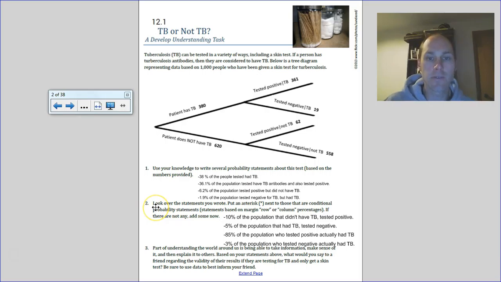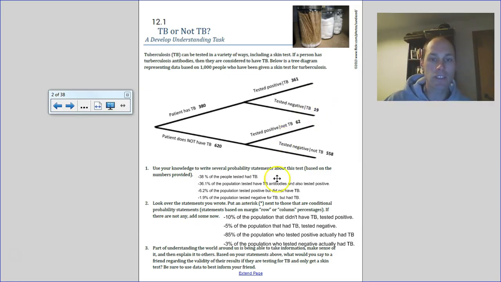All right, so here's some of the information that I found. A couple of probability statements. 38% of the people tested had tuberculosis antibodies. 36.1% of the population tested had TB antibodies and also tested positive. 6.2% of the population tested positive but did not have TB. And 1.9% of the population tested negative but had TB.